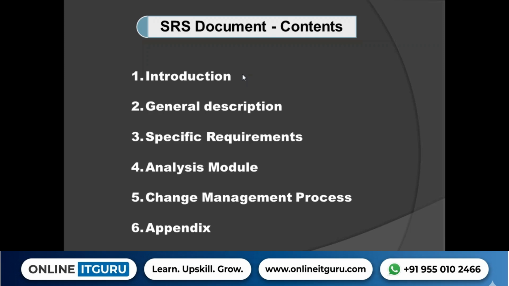Now scope. Under this section, we are going to mention what kind of deliverables we are delivering, what we are going to provide with this project. If you want, you can mention another subsection as out of scope. In out of scope, you can mention what you are not doing.